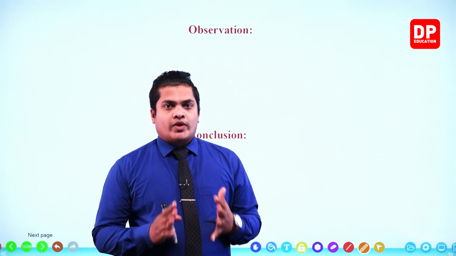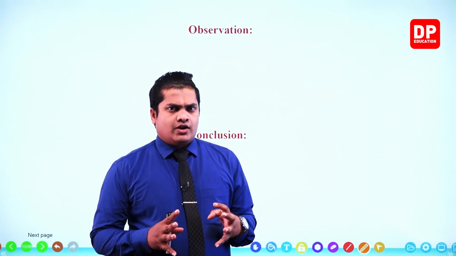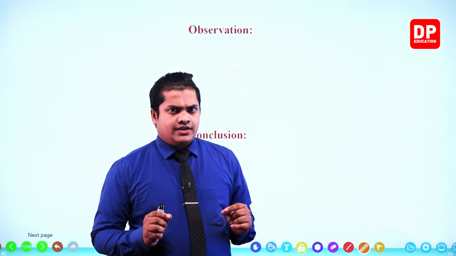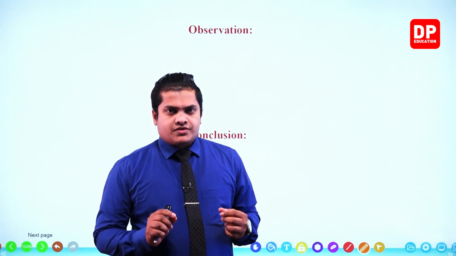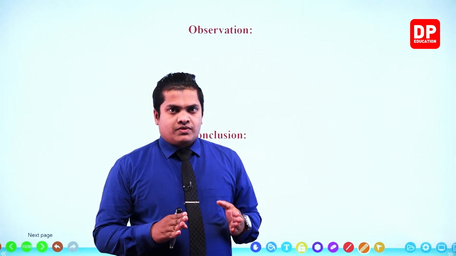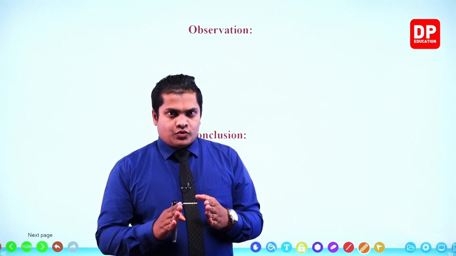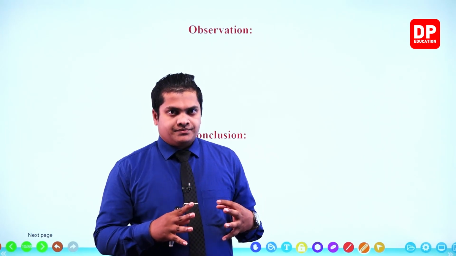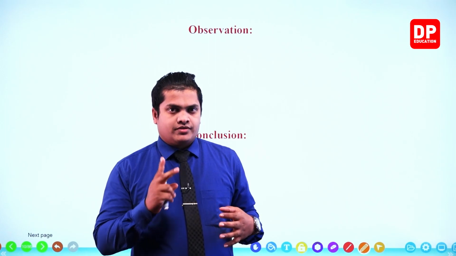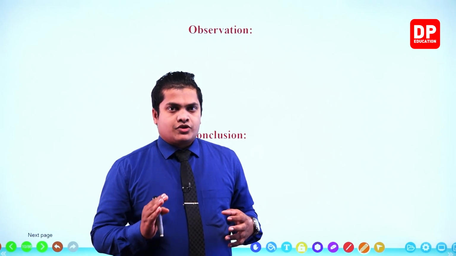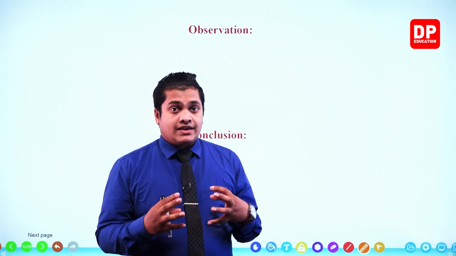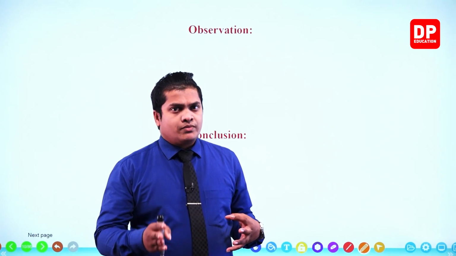Right, my dear children. We carried out the experiment and you could clearly get the observations. What are the 2 observations? The anhydrous copper sulfate turns to blue color. That's the first observation. Number 2, the colorless lime water solution turned to milky white.